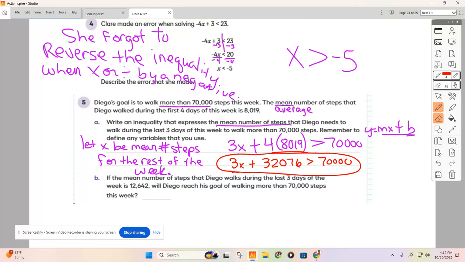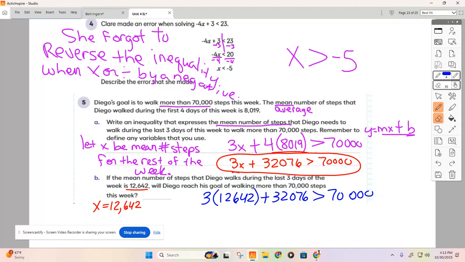Part B is now saying if the mean number of steps that he did during those last 3 days was 12,642, will he reach his goal of walking more than 70,000? So what B is asking me is that if I make x 12,642, did I meet my goal? Well, let's just plug that into the inequality and see if I get a true statement. If I did 3 times 12,642 plus the 32,076 he already walked, is that greater than 70,000 steps?